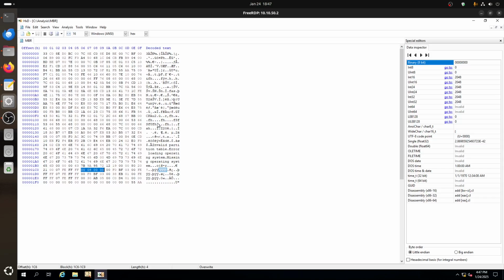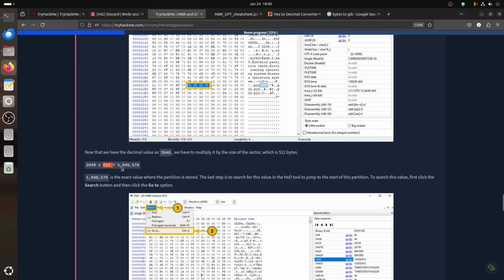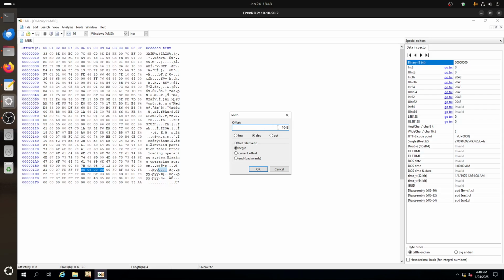So we can come here and just do file search, remember to select the decimal. That's my mistake. We can copy 1048, 10576, 576. Before we go there, let's cancel for now. Let me save it so I don't type it again.